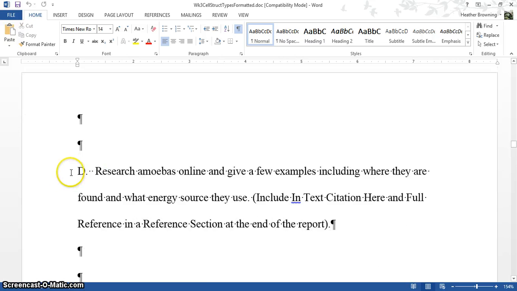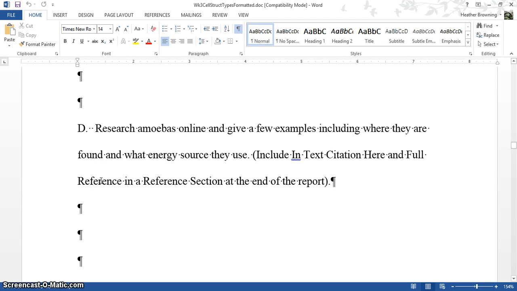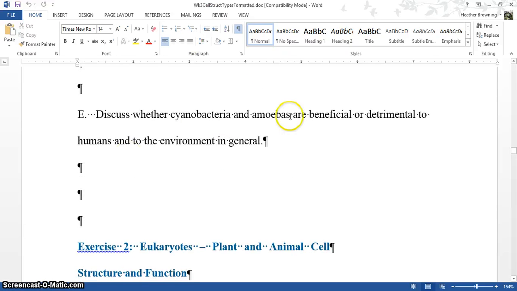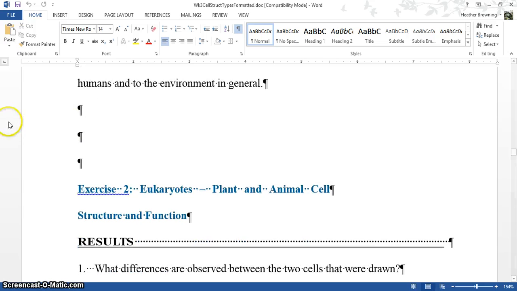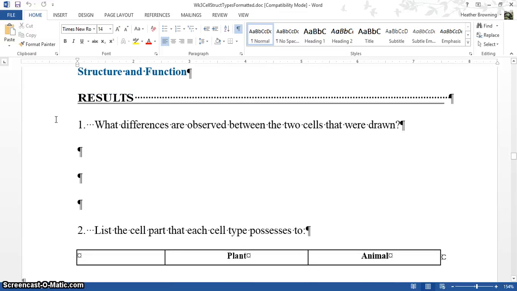How are you going to see it? That will be a reference back to the week 2 microscopy lab. And we're going to research stuff online, so this is where you definitely have to cite somebody. And then discuss whether cyanobacteria or amoebas are beneficial or detrimental to humans and the environment in general. Kind of pick one.